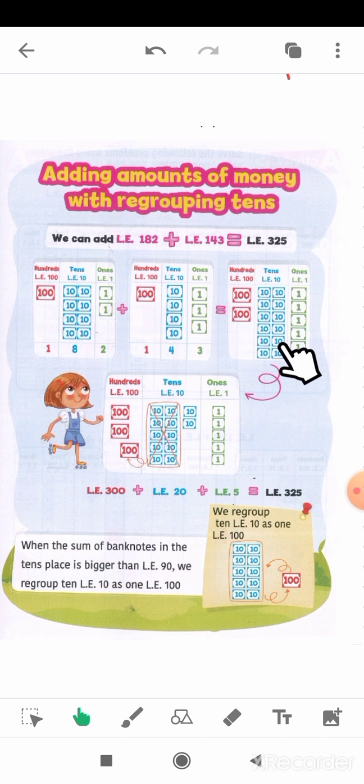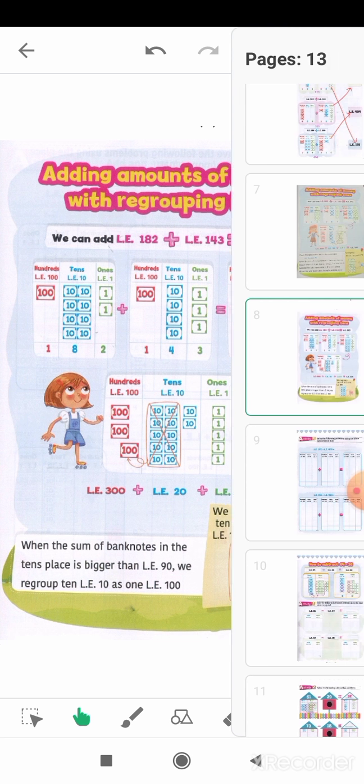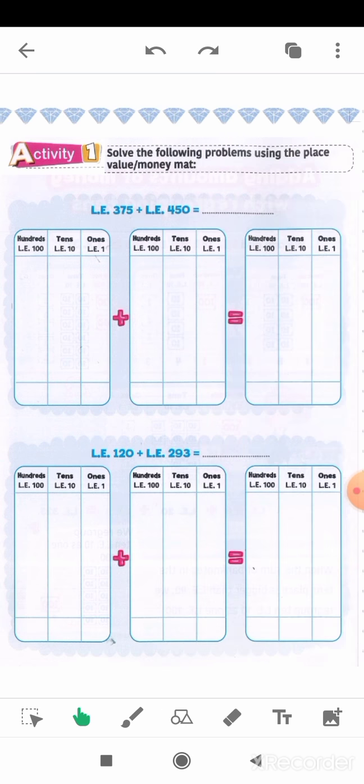When I see 10 or more, circle 10, cross and move. So I take 10 from here, cross it, and transfer it as 100. If I see 10 papers of 10 pounds, we cross out these papers and transfer them as 100. Let's see an example.